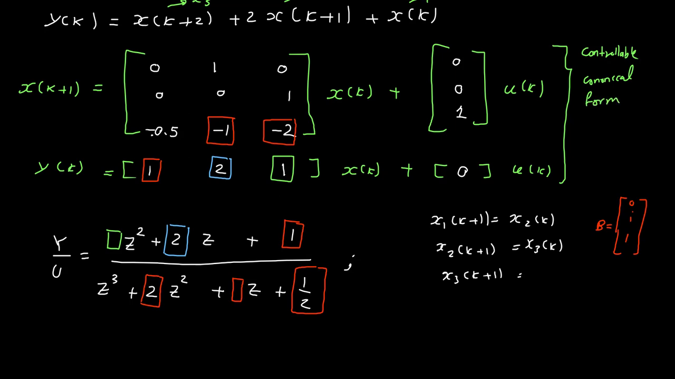So I will give an example to highlight that. Let's assume that we have y over u equal to z square plus 0.6 z plus 7 over z square plus 1.1 z plus 0.2, for example. And I need to write the state space representation using the direct method, or the phase canonical form.